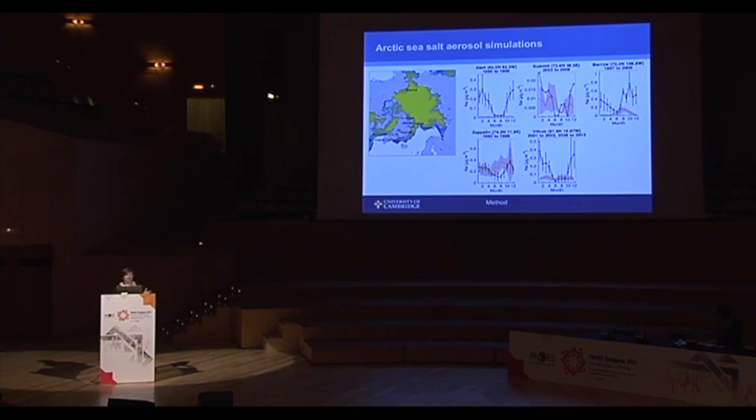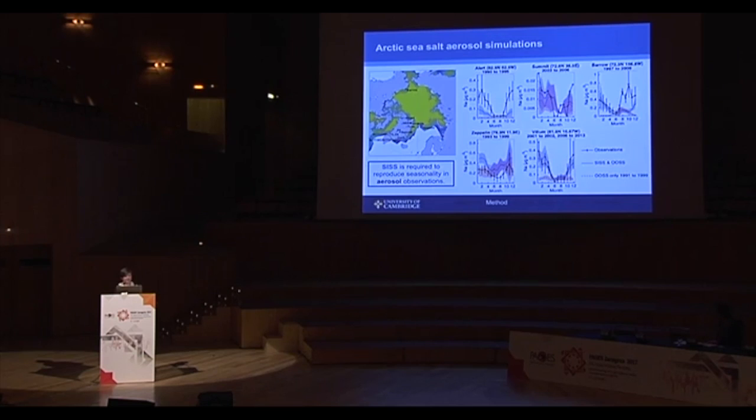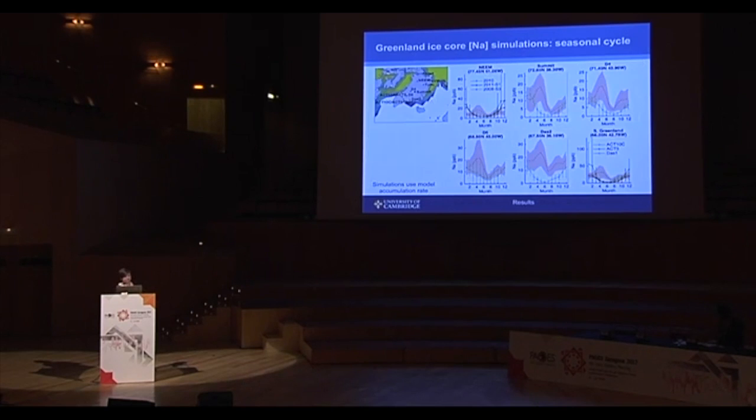We can see there's a big offset between model and data here, particularly in the winter months. At sites such as Alert, we're really missing a big input of sea salt. So this is my best guess so far of the sea ice sea salt source. We're adding that on there, and we can see that the simulations are much closer to the data. It's not perfect, but it's definitely an improvement. And I would argue from this that we need that sea salt from the sea ice to complete the aerosol budget.